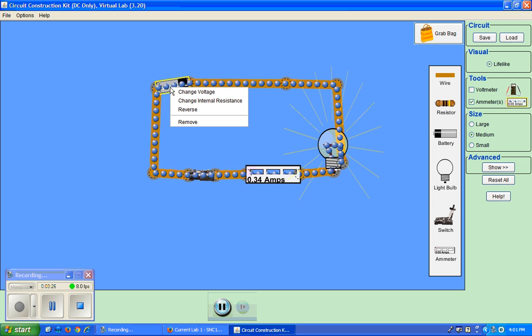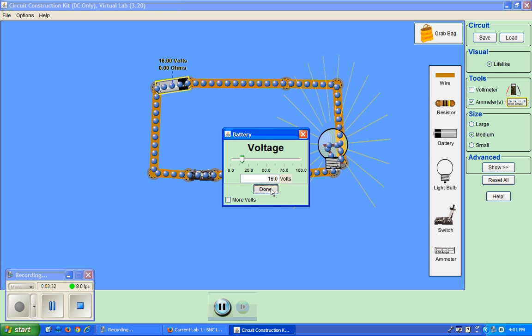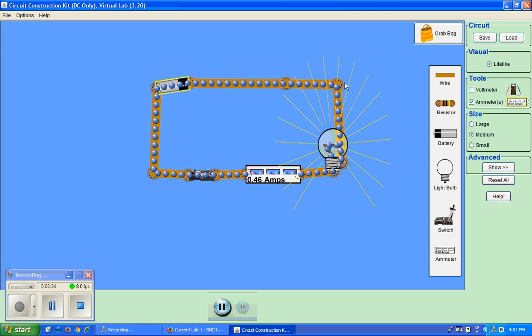If I just exaggerate it and change the voltage now to, let's say, 16, and click done, now we get electron flow even more, the bulb's getting even brighter. So the higher the voltage here, the more energy is being provided to the light bulb, and it's going to glow brighter. Larger voltage light bulbs require a larger voltage battery to provide enough energy in order for the light bulb to light up completely.